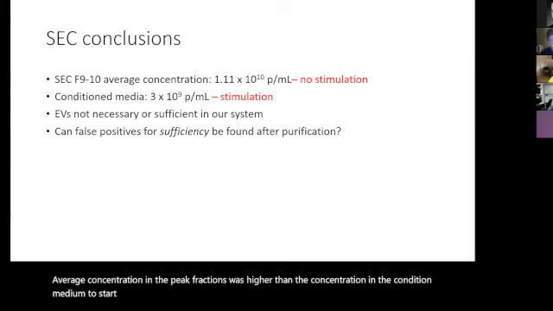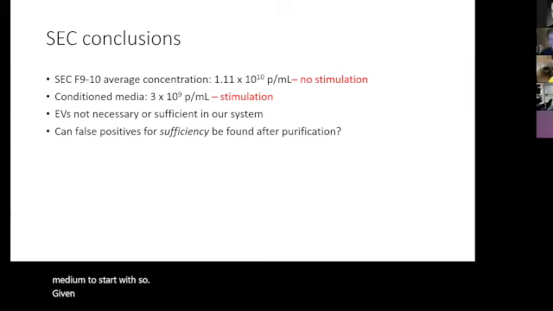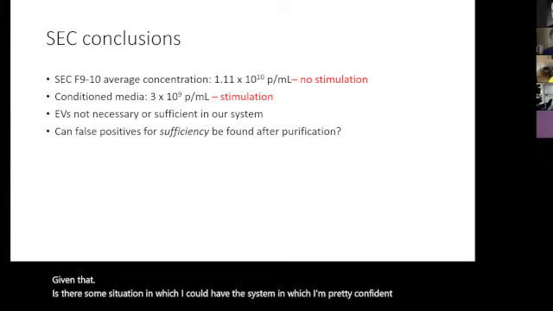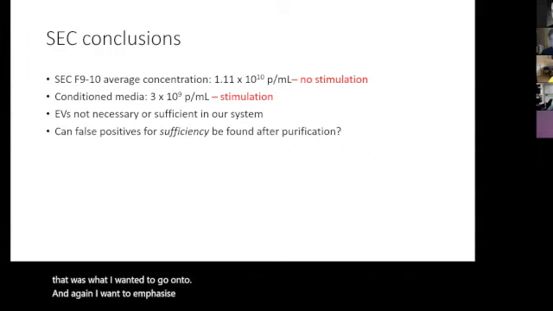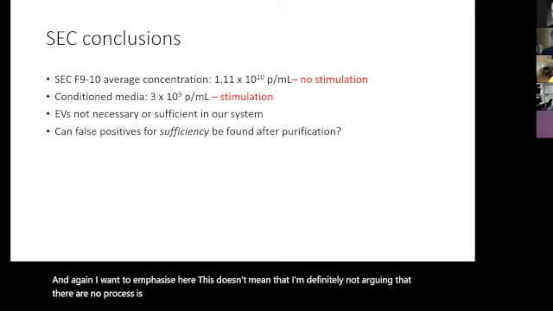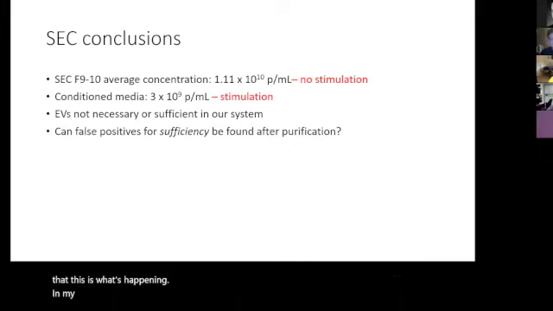So given that, is there some situation in which I could have this system, in which I'm pretty confident that EVs are not contributing, and get a false positive result that makes it look like they're important? That was what I wanted to go on to. And again, I want to emphasize, I'm definitely not arguing that there are no processes in which EVs or MSC-EVs are genuinely contributing to signaling. It's more that this is what's happening in my system, and I think it possibly has applicability elsewhere.